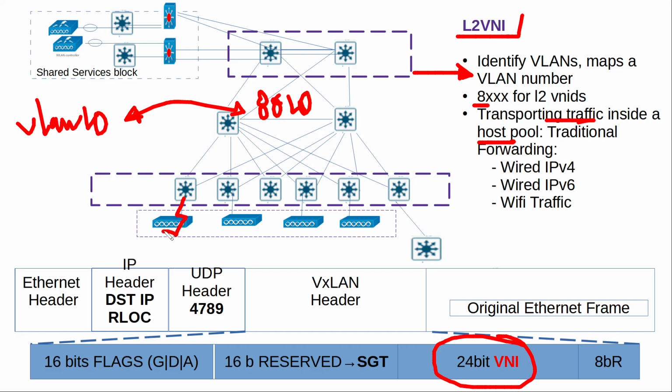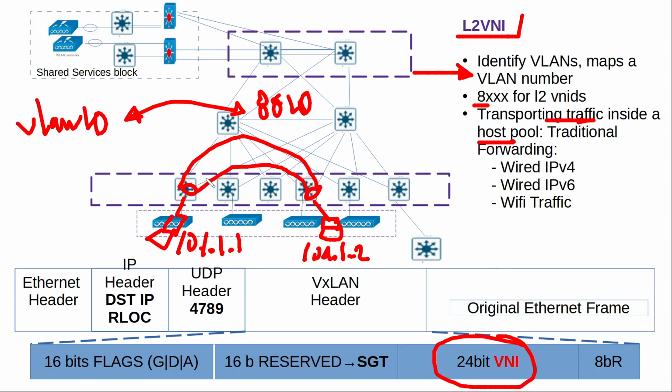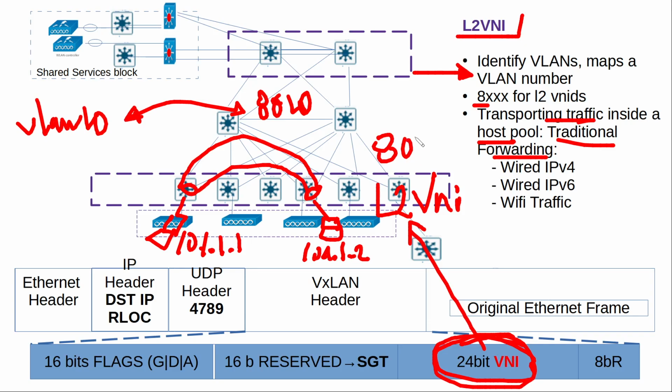So imagine that you have a device here that has the IP address 10.1.1.1. And you want to communicate that device with this other that has the IP address 10.1.1.2. They are clearly in the same host pool. So when communicating devices in the same host pool, we are going to create a tunnel. And when constructing this tunnel, this VNID value will be set to a layer 2 VNI, because we are communicating devices inside the same host pool using traditional forwarding. So this value could be, for instance, 810.